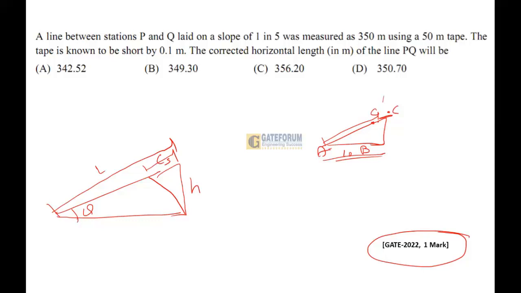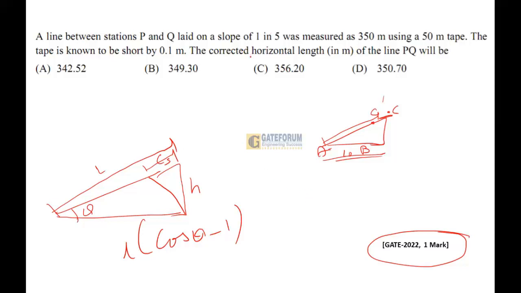Similarly, in this problem, we have some given data. H is the difference in elevation between ends. L is the inclined length measured. Small l is the horizontal length. CS is the correction due to sag, and there is the correction due to slope. We have a formula for the correction due to slope: L into (cos theta minus 1).